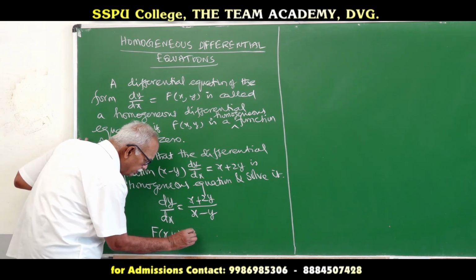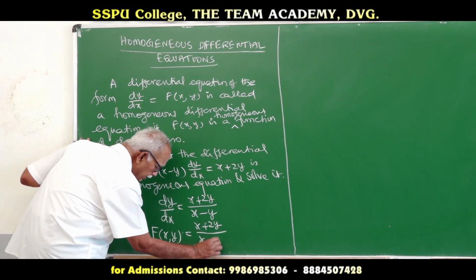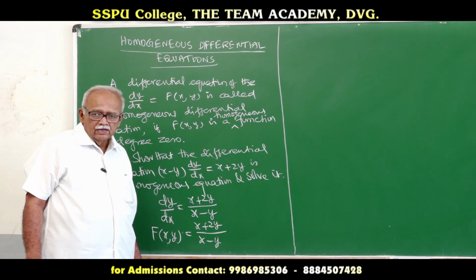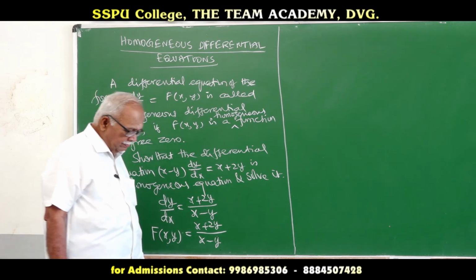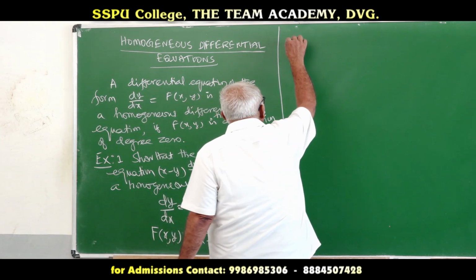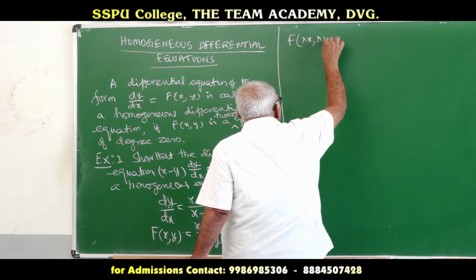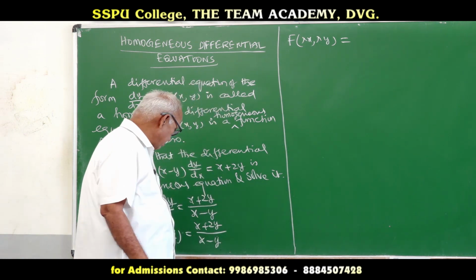f of x y is equal to x plus 2y divided by x minus y. How to prove that it is a homogeneous differential equation? We have to replace x by lambda x, y by lambda y. Now, calculate f of lambda x, lambda y.